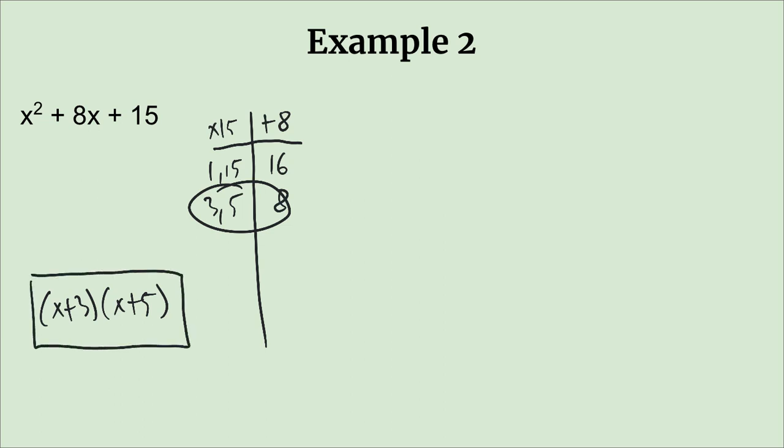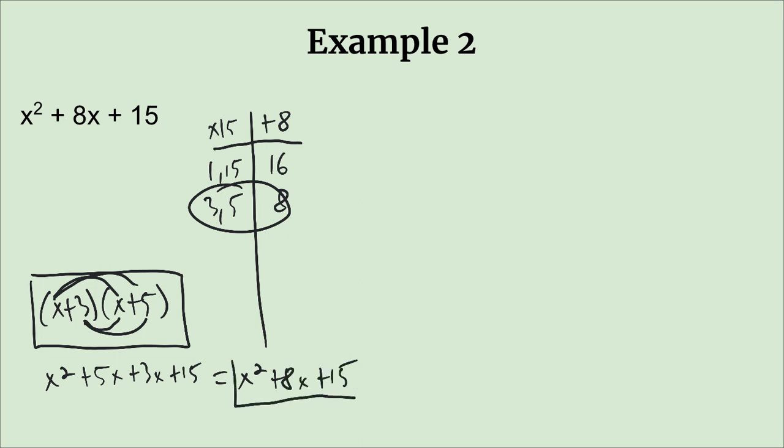Now if we multiplied that out, if we distributed or FOILed, we'd get x times x is x squared, x times 5 is plus 5x, 3 times x is plus 3x, and 3 times 5 is plus 15. So we get x squared plus 8x plus 15, which would be just checking our answer. That's the same thing. Our final answer is right here.